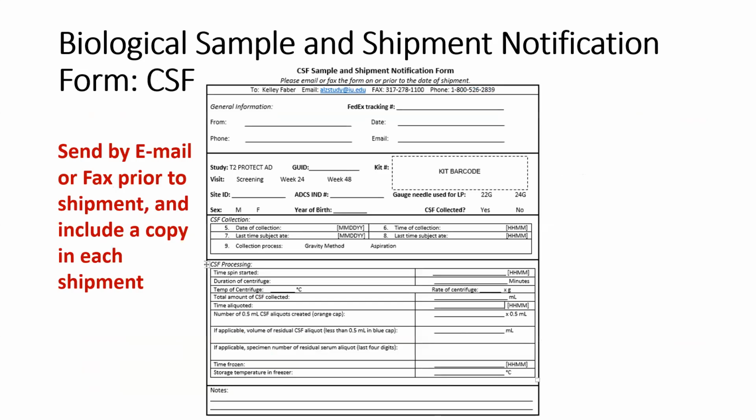And this, the CSF sample and shipment notification form, is very similar to the blood processing, except it's asking questions about CSF instead. So again, this is a place to put the kit number barcode for the CSF collection, any information about the patient, to indicate what the collection process was for CSF, whether it was by gravity or aspiration, any fasting information, time of the day, and information about the aliquoting, temperature of the centrifuge, freezer, how many aliquots, the residual volumes, and again, a notes section where you can denote anything strange that happened during the day.